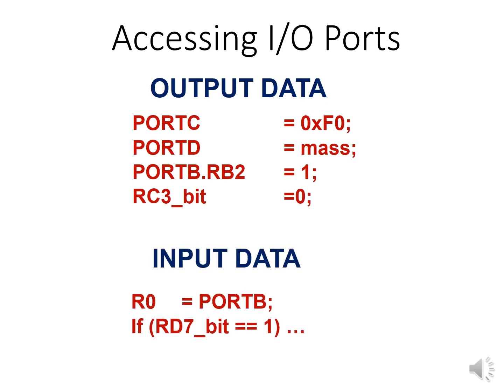To read a whole port, we assign the port value to the variable into which we want to read. As an example, if we want to read port B, we can use a statement of the format shown by the first statement under input data.